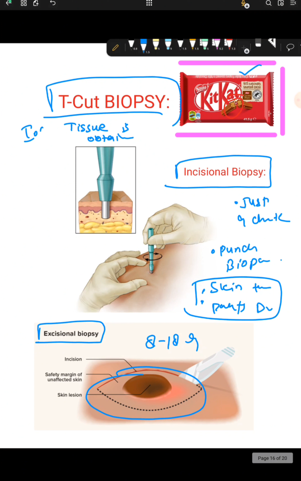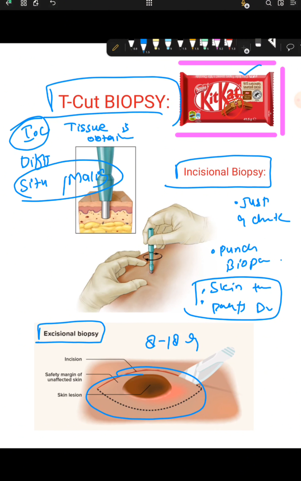It is the investigation of choice where tissue is obtained, right? So it is the investigation of choice to differentiate between the in situ condition and the malignant condition. Note about it. Also it is the investigation of choice in prostate cancer and soft tissue sarcoma. If you want to write, just write it down.